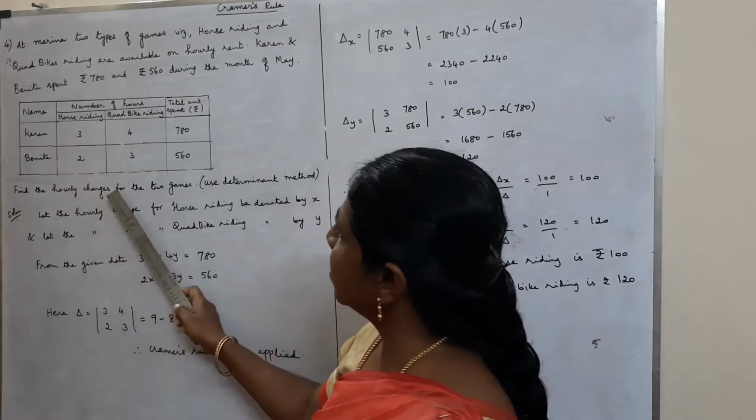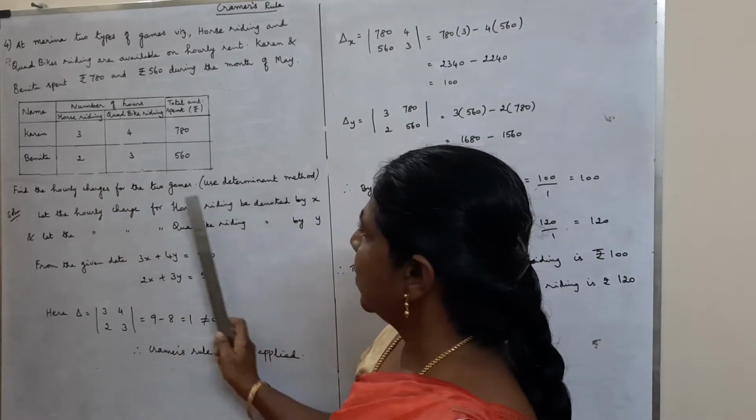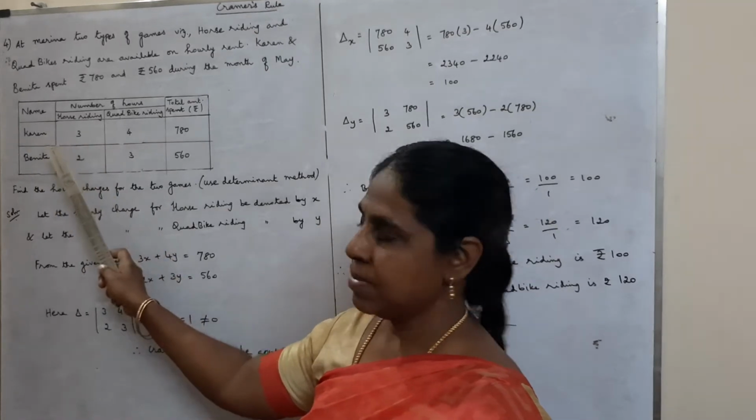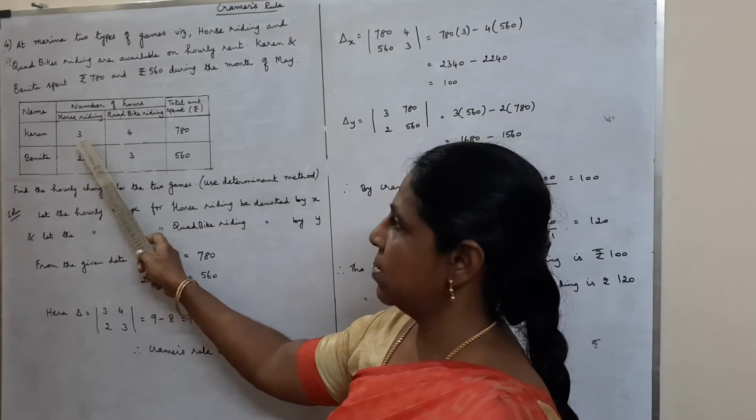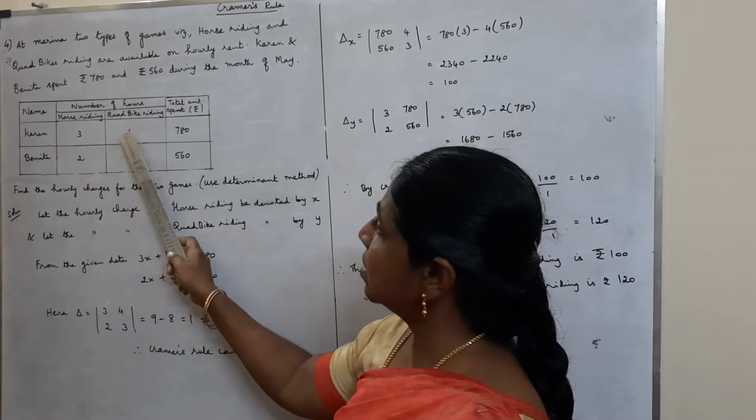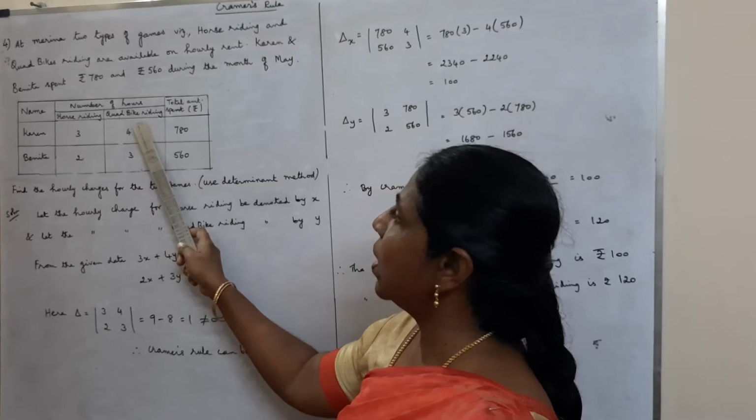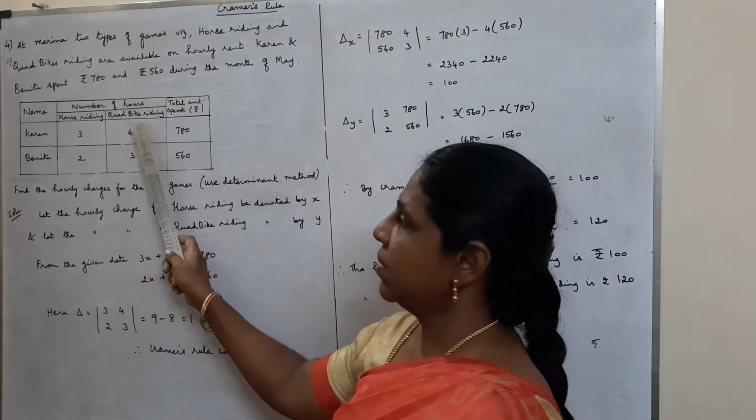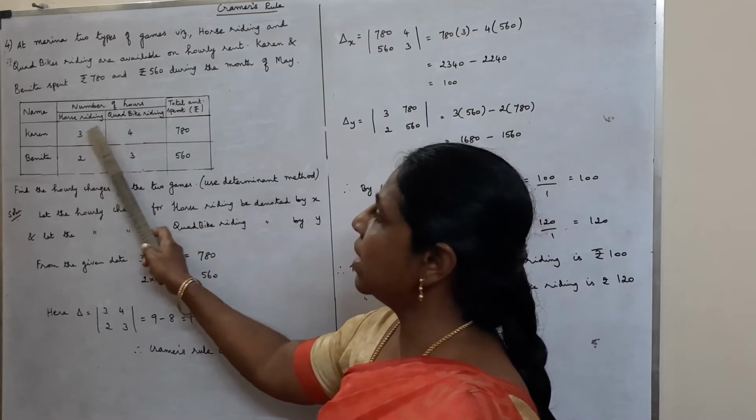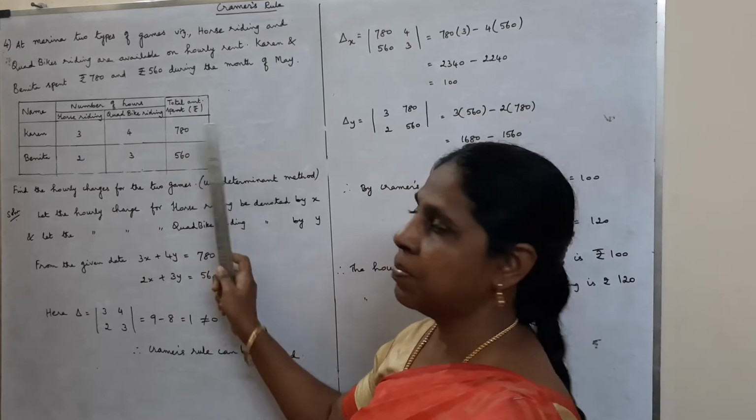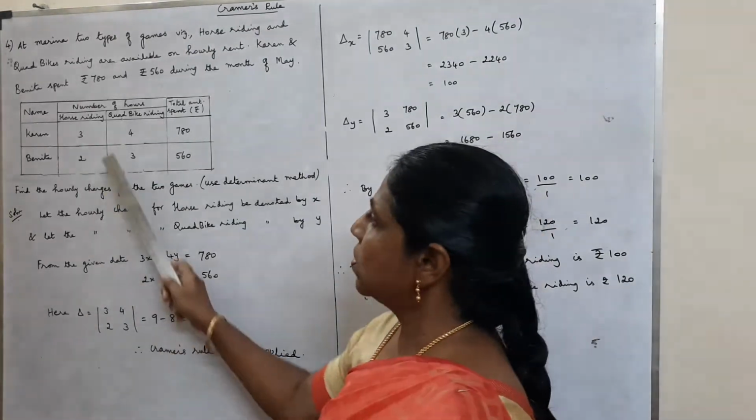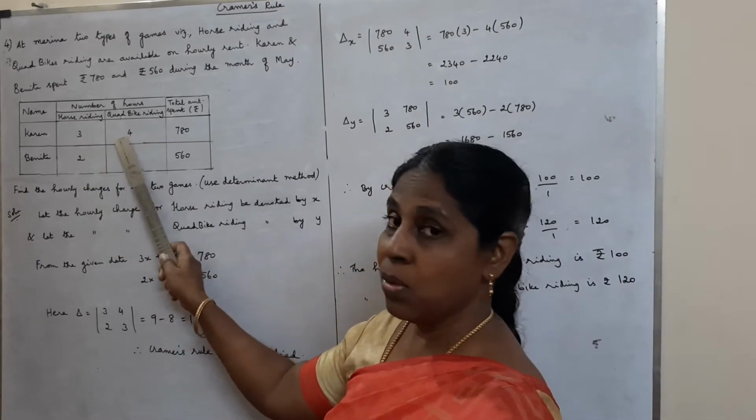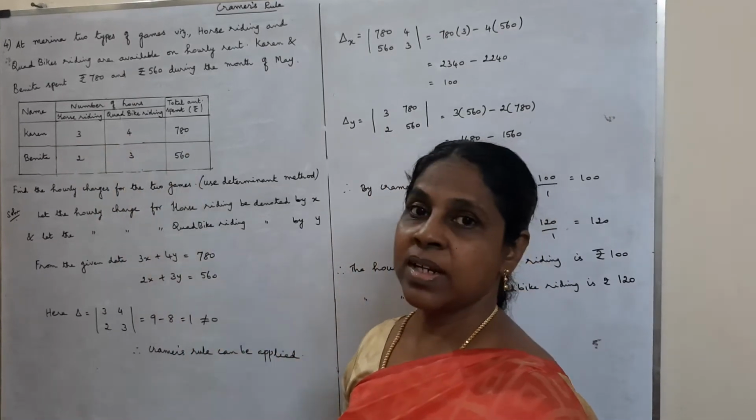So horse riding is taken as x. So 3 hours that Karen spends, so 3 into x, and then together with 4 hours of quad bike riding. Quad bike riding is y, so 4y. Together for horse riding and quad bike riding, she spends an amount of rupees 780. So what will be the first equation then? It is 3x plus 4y is equal to 780.